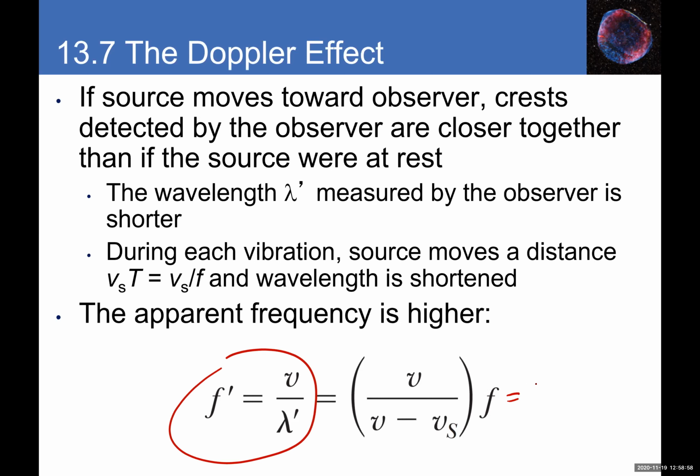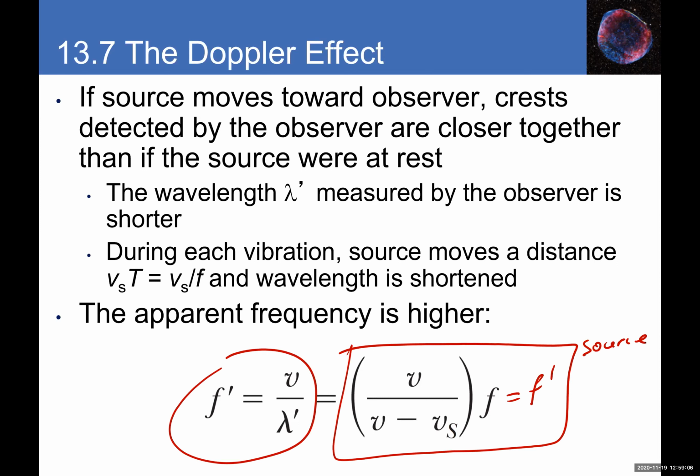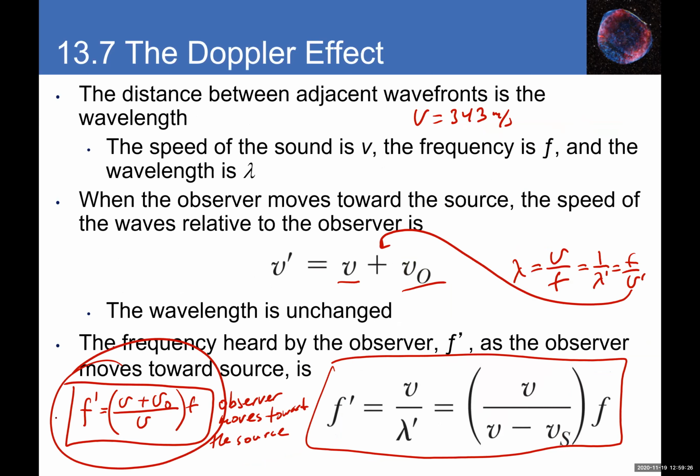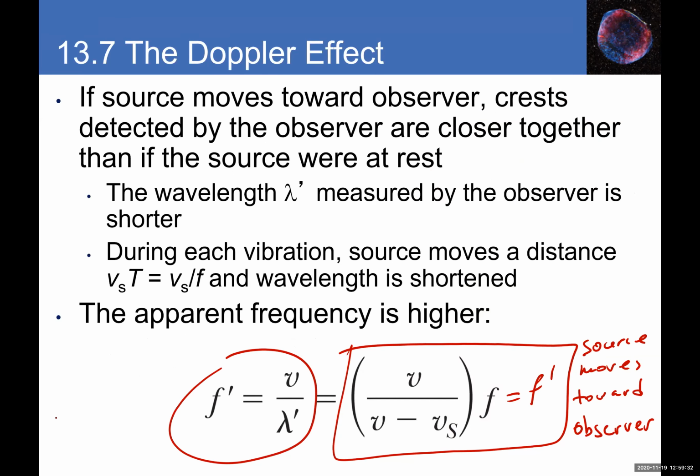Here, this is f prime for the source moving toward the absorber. Then you can use this equation. Again, this is assuming these two equations that I just showed you. This one assumes the source is at rest and the absorber is moving toward the source. And this one is the absorber at rest and the source moving toward the absorber. And then we can use that equation.